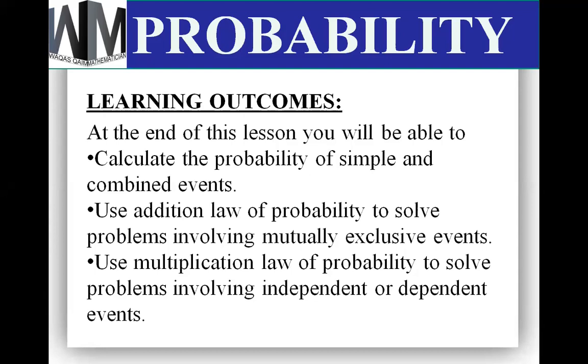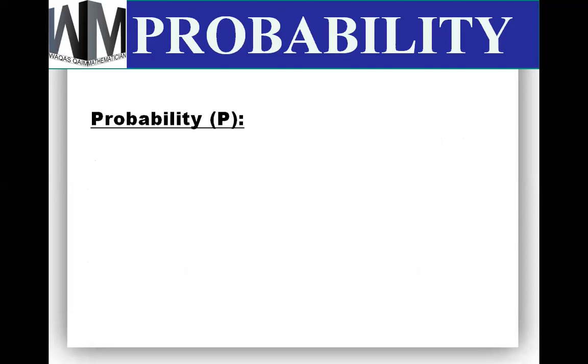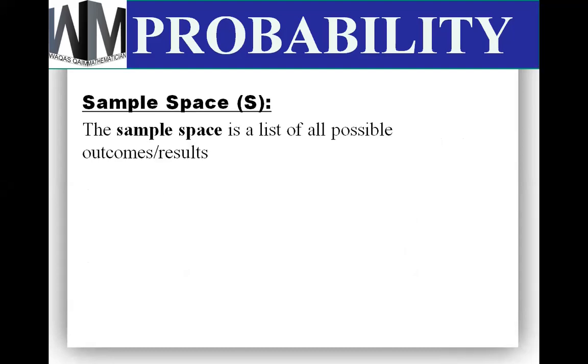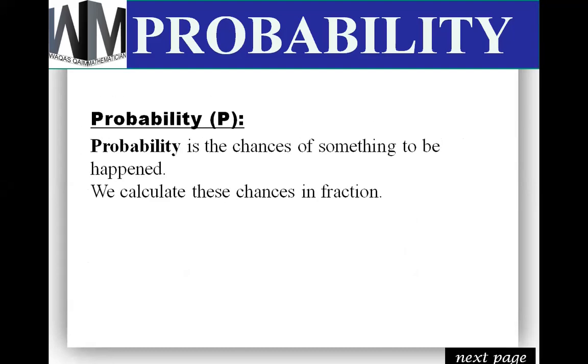So let's start with the definition of probability. Probability is the chances of something to be happened. For example, we are rolling a die. For rolling a die, we just want to know what result we are going to get. So the chances of getting 2 or the chances of getting 6, this is called probability, the calculation of these things. Okay, so in probability, we calculate the chances in fraction.